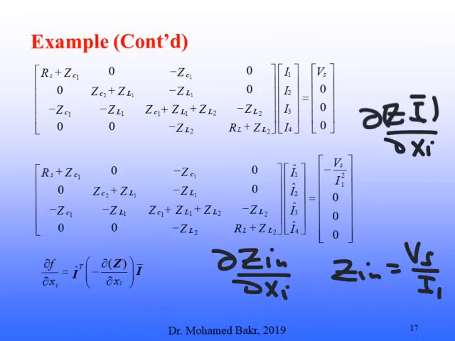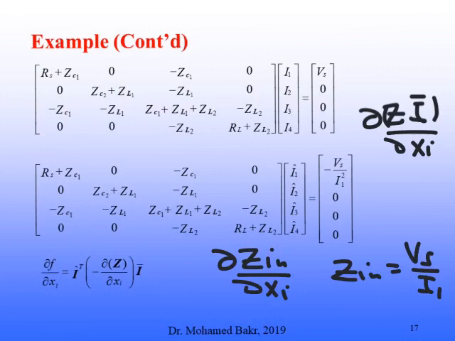Partial Z partial xi is the derivative of this matrix relative to the ith parameter. If this parameter is RS, we can differentiate every component relative to RS. This is probably the only one that's going to give me 1. If this was C, then this 1 over G omega C, its derivative relative to C will give me minus 1 over G omega C1 squared, and so on. So I can determine this matrix. And this matrix, by the way, will be, in general, sparse. In other words, mainly zeros, because only a few of the components are dependent on any parameter. This is usually the case in most applications.